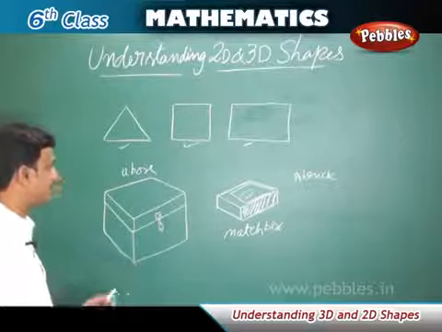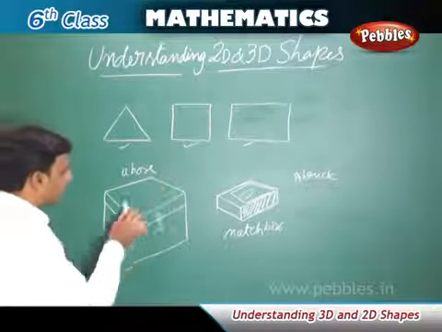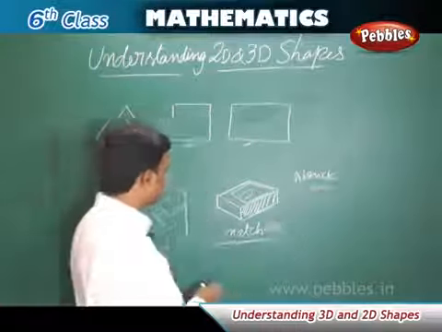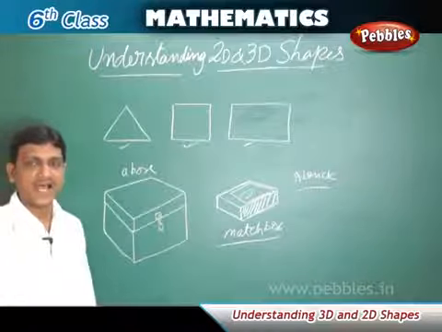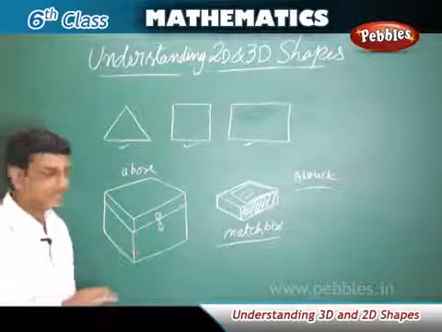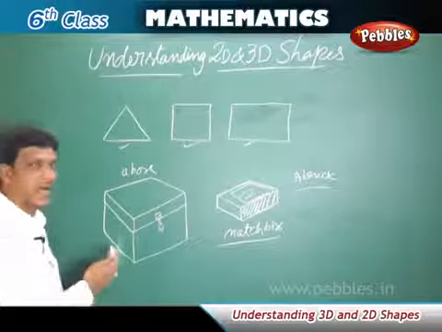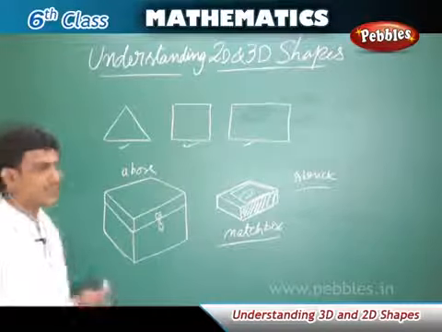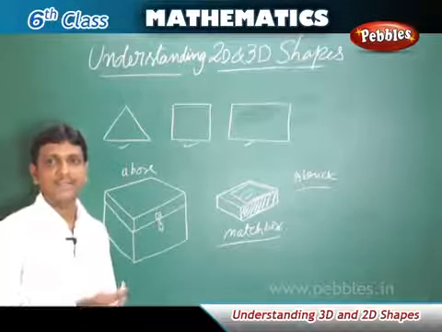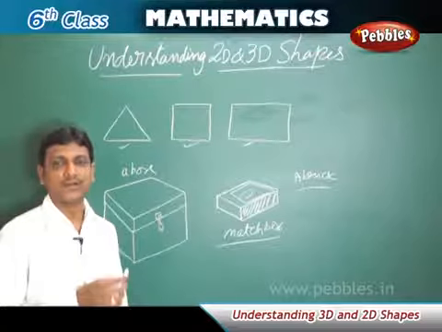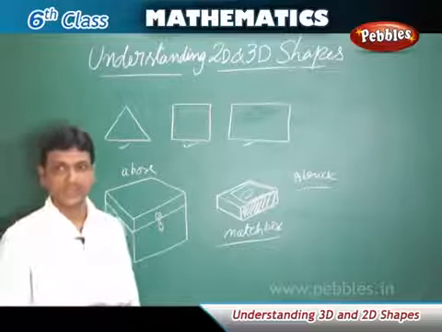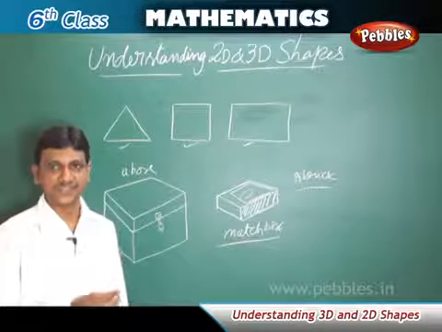If you look at some of these solid objects, like a box, a matchbox, a brick, they have three dimensions: the length, the breadth and the height or depth. So the shapes that have three dimensions are called three-dimensional shapes or 3D shapes. In this chapter, we are going to learn different types of 3D shapes.